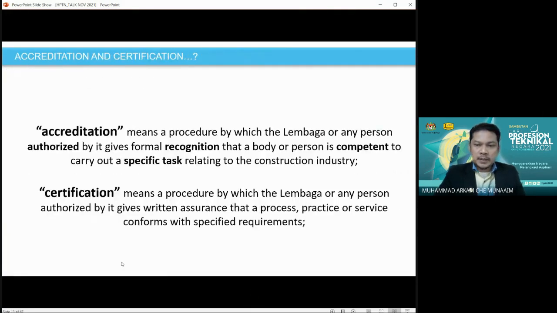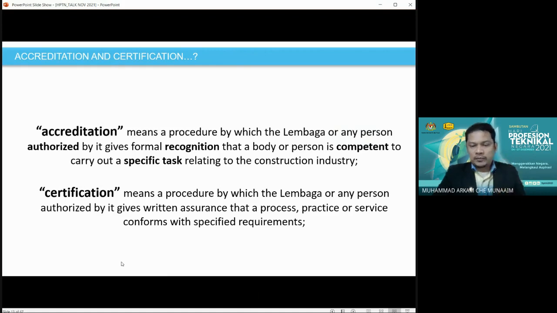So we look into these terms now. The accreditation. What is the meaning of accreditation? A procedure by which the Lembaga, in this case CIDB, or any person authorized by it, gives a formal recognition that a body or person is competent to carry out a specific task relating to the construction industry. So this is the meaning of accreditation: a procedure where you have been assessed by the Lembaga and authorized, then recognized by the board as a competent person to carry out that task, that work, relating to the construction industry.